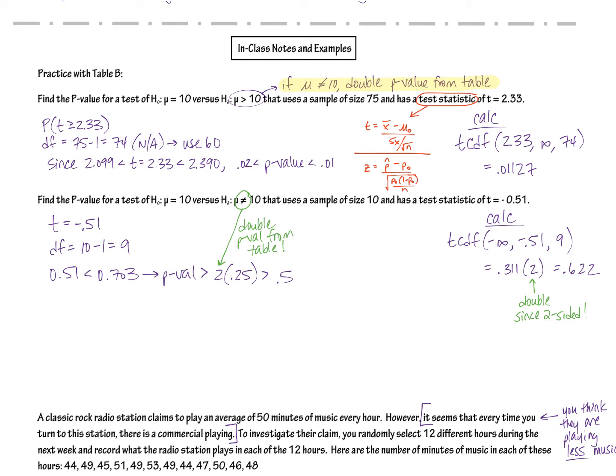But there are ways to calculate these p-values based on test statistics. You can either use the table or you can use the calculator. So I've tried to explain both. Here's how to do it in the table. Here's how to do it in the calculator, which is much easier.